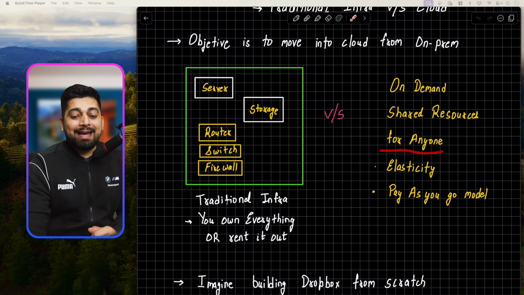And it is for anyone. Anybody can just make an account, and if you have money, that's it. You can just host your application there. There is no such thing as where to buy from or who will ship it. There is no such thing.